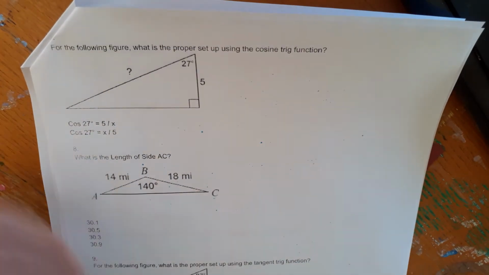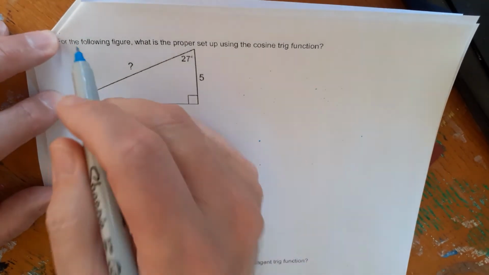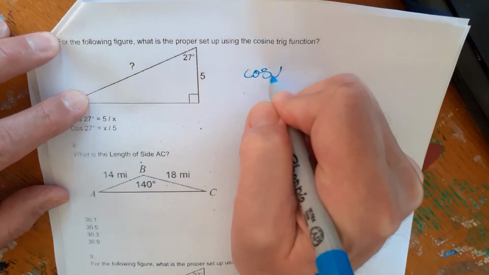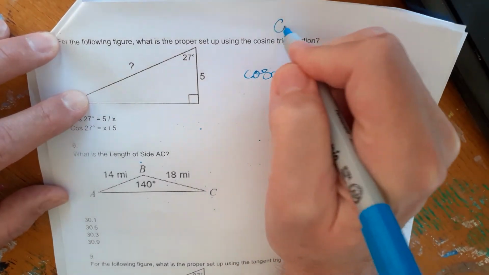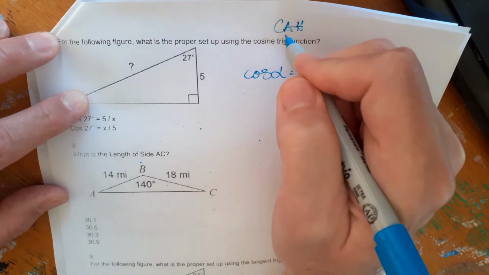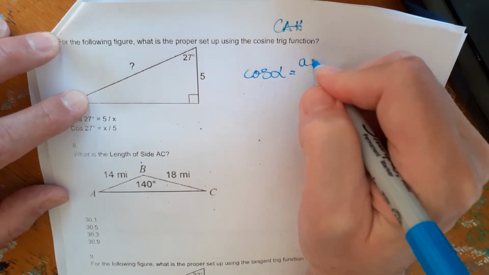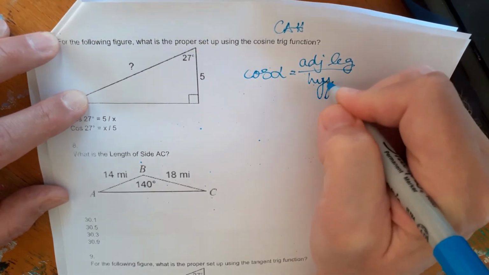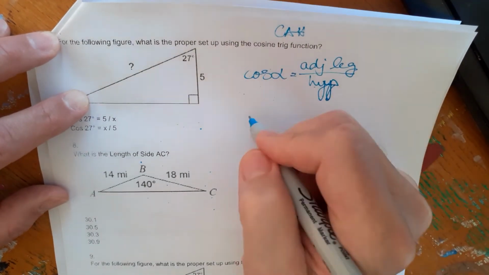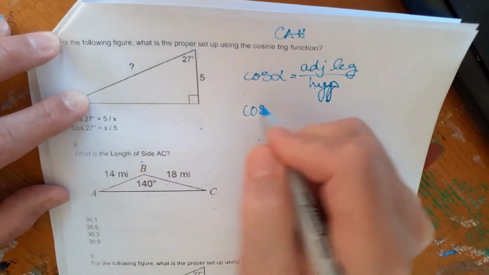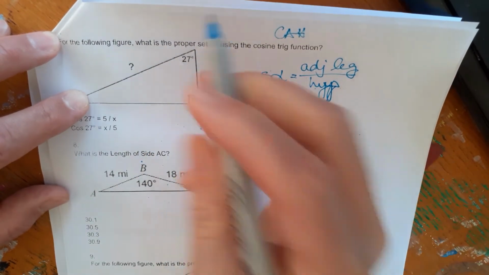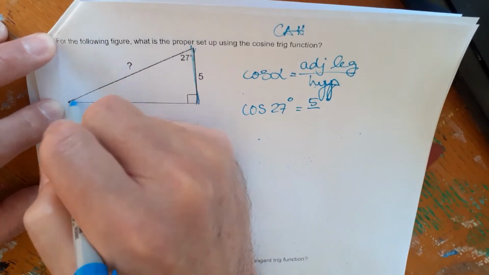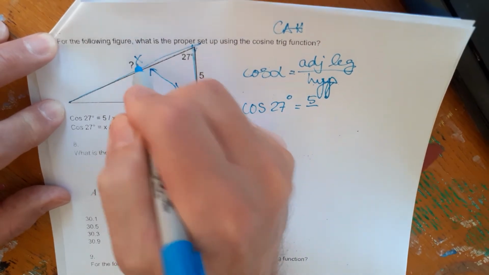Let's see what I got. Yeah, I can finish these. This one says, for the following figure, set up the cosine functions. Remember, cosine alpha equals, and now we're at CAH, right? So, CAH, TOA. CAH is adj leg over hyp. Cosine of 27 degrees equals, adj leg is 5, so this is 5 over hypotenuse, which is the longest side and across from the largest angle, it's an x.